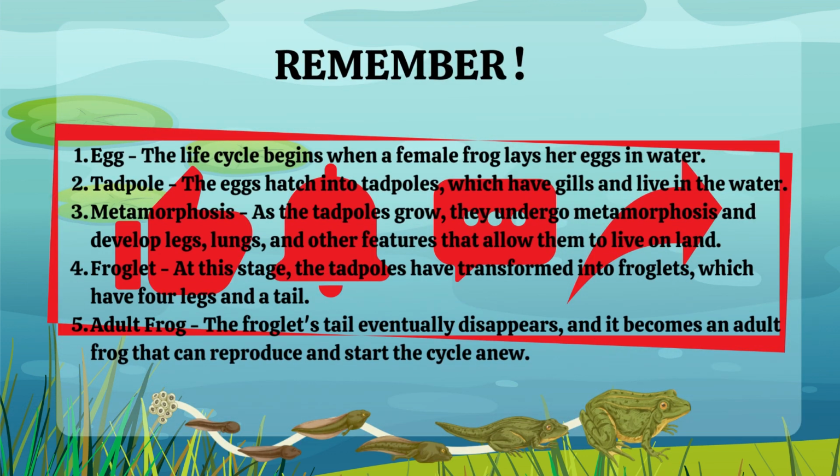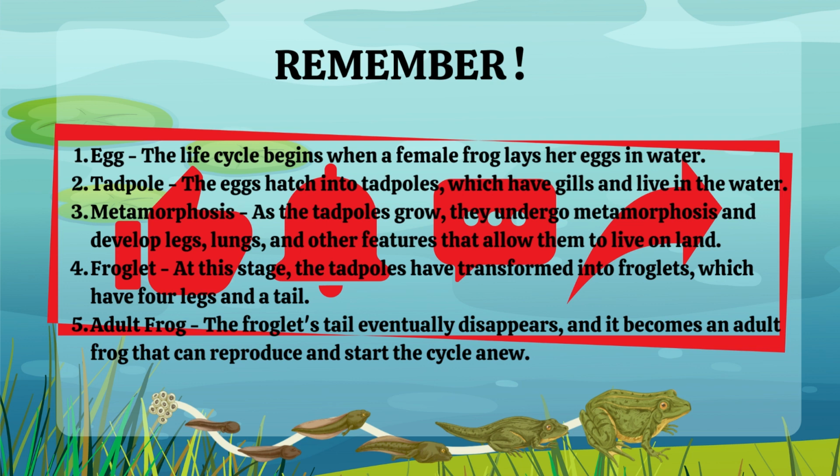Now, I would like to recap all the important points. Remember, number 1, egg. The life cycle begins when a female frog lays her eggs in water. Number 2, tadpole. The eggs hatch into tadpoles, which have gills and live in water.